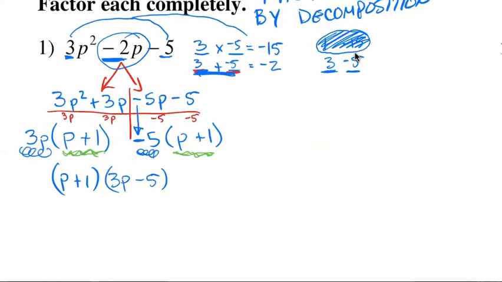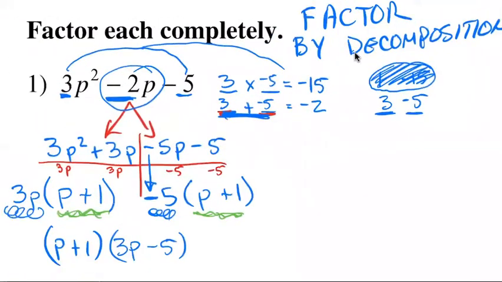So the grid method still starts off exactly the same. We still need to find these numbers. Once you've found these numbers, well, then you take a different set of steps, okay? So we still have to find these numbers.